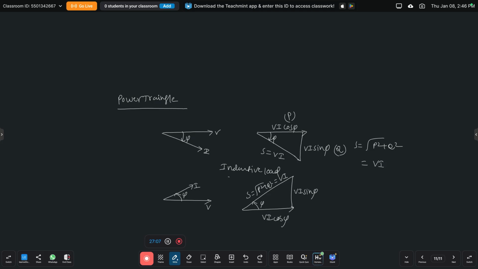Now finally we can define the complex power. The complex power we can simply write as V into I conjugate, which can be written as P minus jQ.